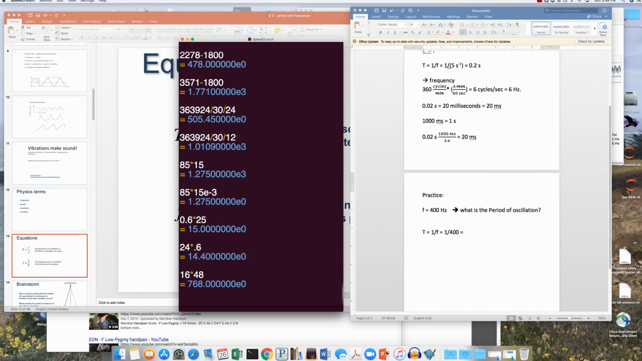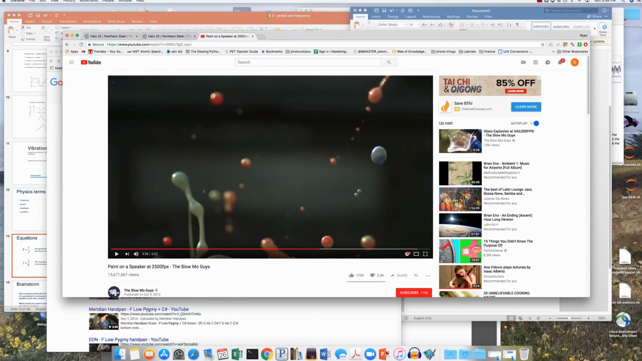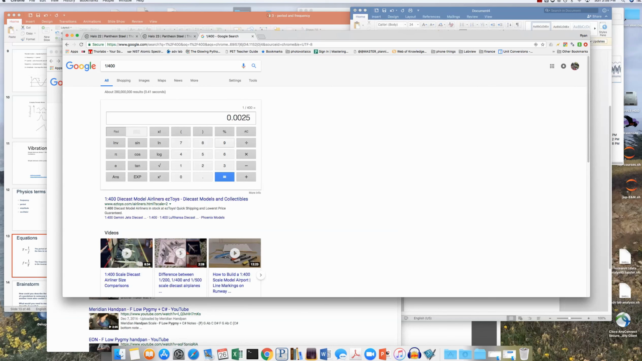If I bring up my calculator here, you can see on the bottom I do 1 divided by 400. This tells me it's 2.5 times 10 to the minus 3. This is nice. I use SpeedCrunch because it kind of tells me these numbers. You could also, for example, do 1 divided by 400 in Google, and you see that it's 0.0025, right? So let's go ahead and go with that number.